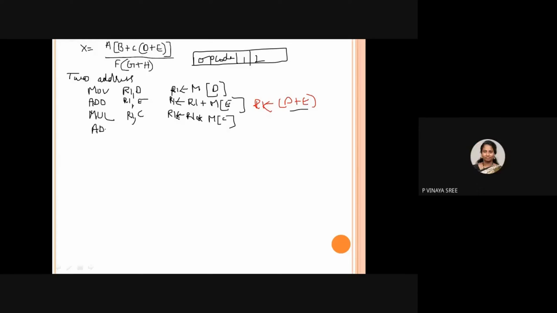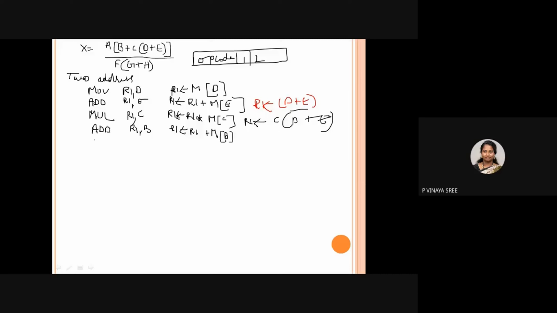Add R1 comma B, where in R1 we now have what, ma'am? C into D plus E is available. Now with this we are adding memory location B. So R1 plus M of B.